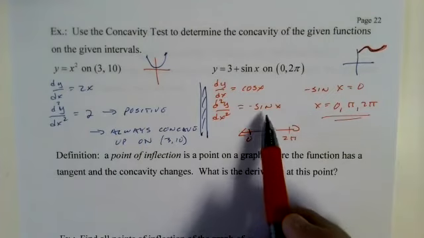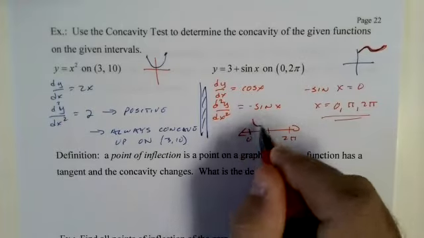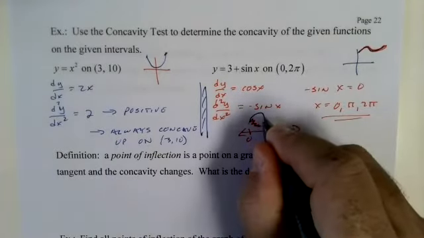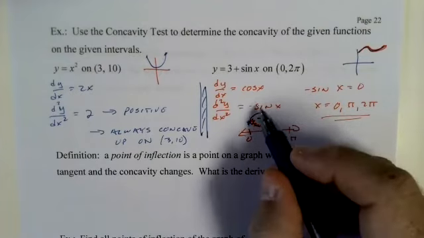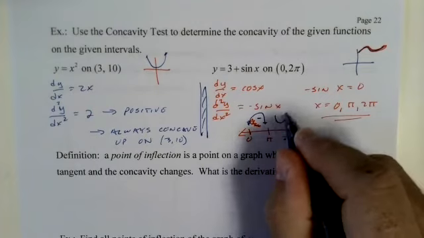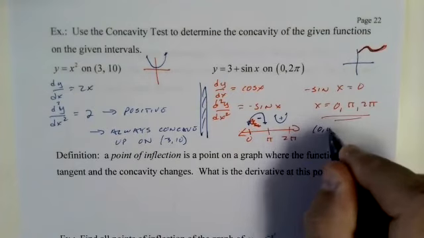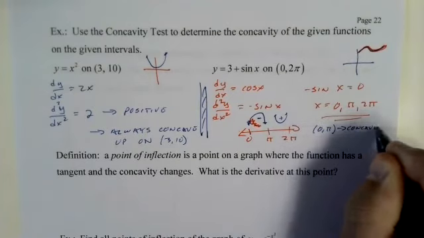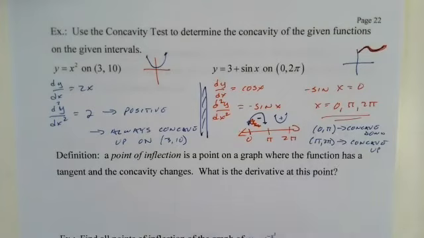So plug in pi over 2. Sine of pi over 2 is 1, so negative 1. I blew it. Disappointing. It's concave down. There we go, negative. And plug in 3 pi over 2. Sine of 3 pi over 2 is negative 1. Negative, negative is positive 1. So it's concave up. So I would say 0 to pi, concave down, pi to 2 pi, concave up. And notice I didn't use the endpoints.